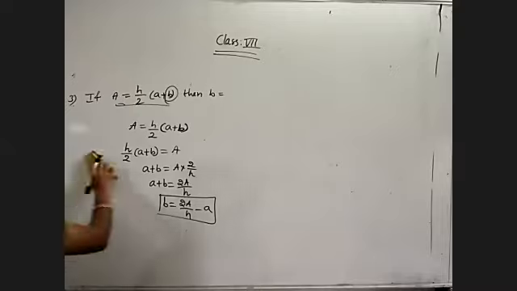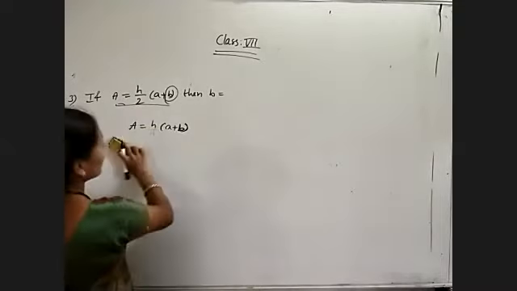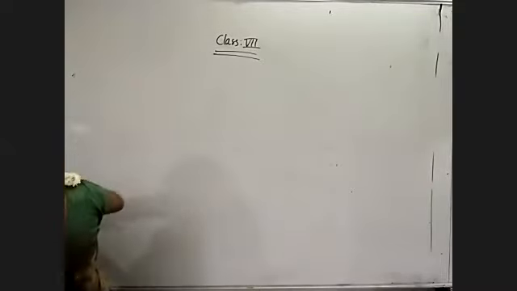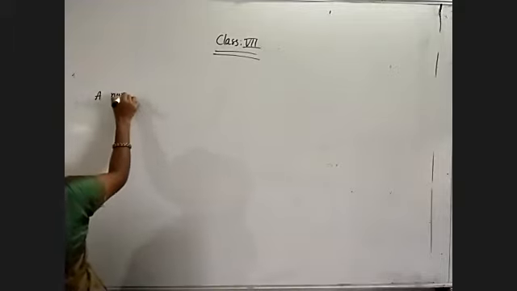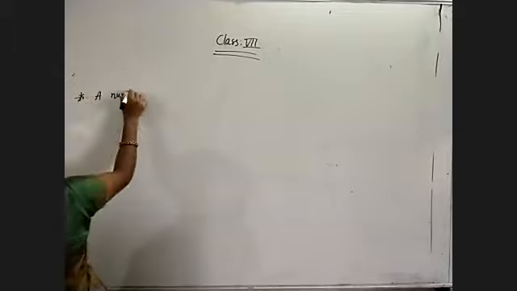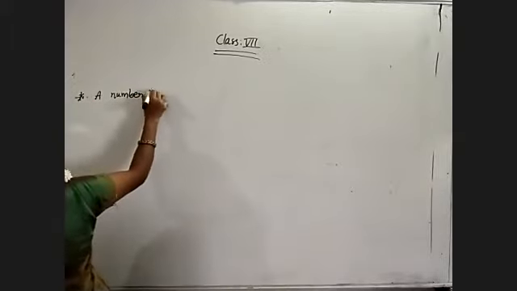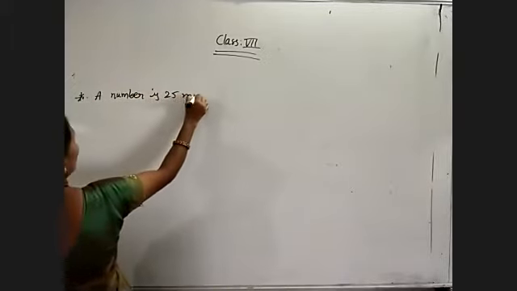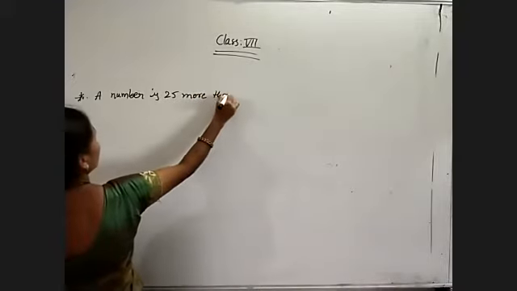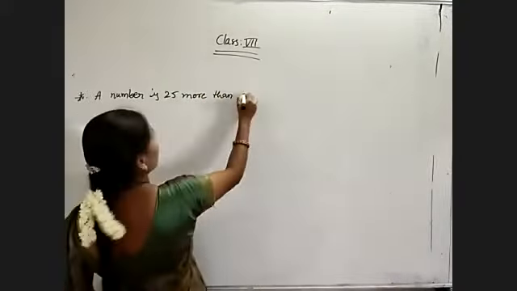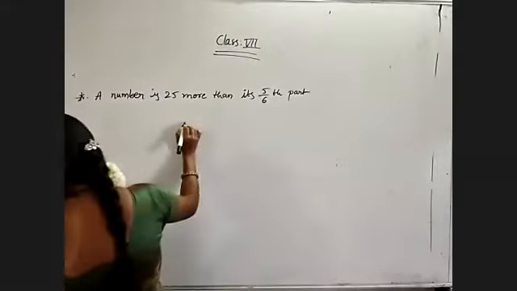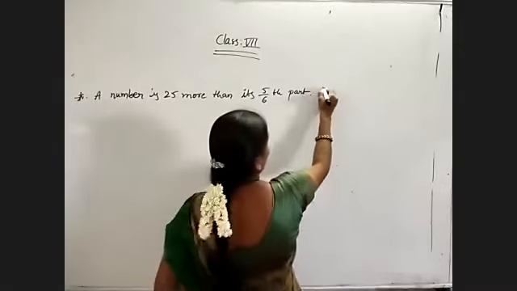And one more question. When statements are given, how to simplify these questions? A number is 25 more than its 5 by 6th part. Find the number.